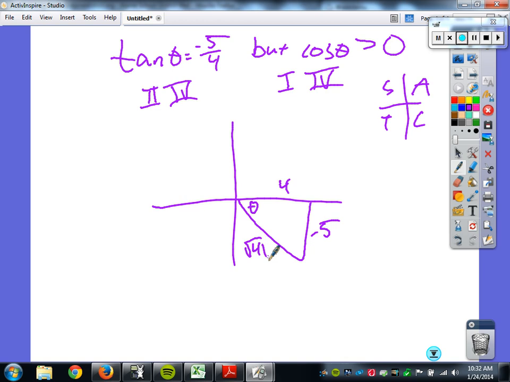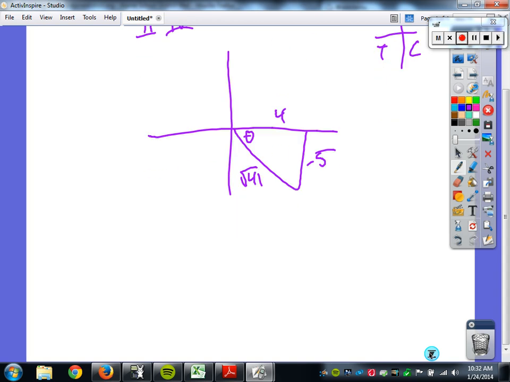Okay, can we find all 6 trig functions now? All right, so let's go with sine. Sine of theta, you're here. Opposite over hypotenuse. Negative 5 over root 41. So therefore that is negative 5 root 41 over 41, because I rationalized my denominator.